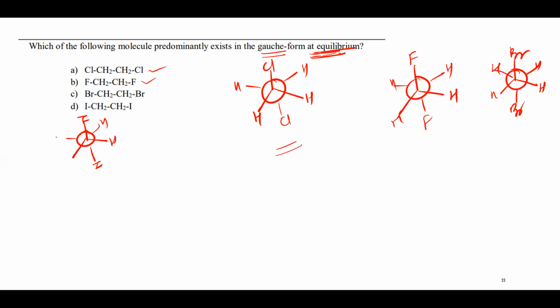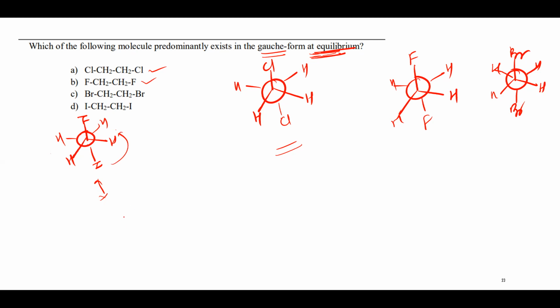The bulkier the group, the more it tries to stay in the anti form. Let's say here iodo, which is a more bulky group, so it will always try to stay in the anti form. It will not try to convert into the gauche form, butane gauche form.